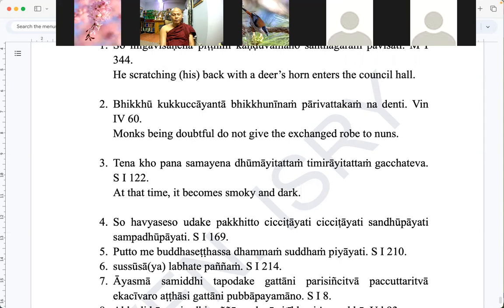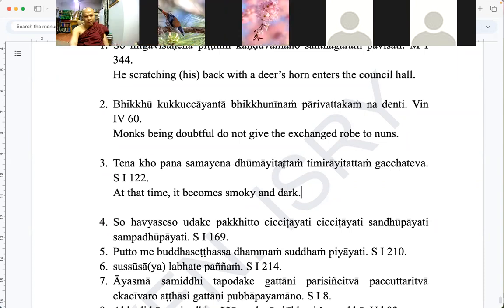Yes, Bhante. For the two words "Dumayitatang" and "Timirayitatang", Bhante, is this one the adjective, or is it the neuter noun in accusative or nominative? Actually they are neuter now, so becoming darkness, so abstract now. Because of that, here the surface is abstract now. So that is why literally the darkness goes on, and the smokiness and darkness goes on. It's going on. That is the literal meaning.